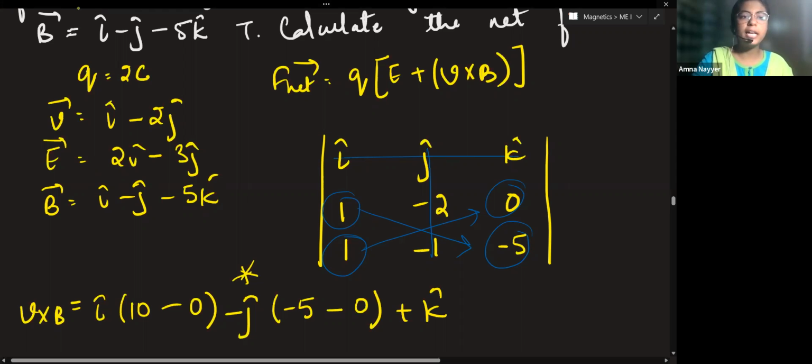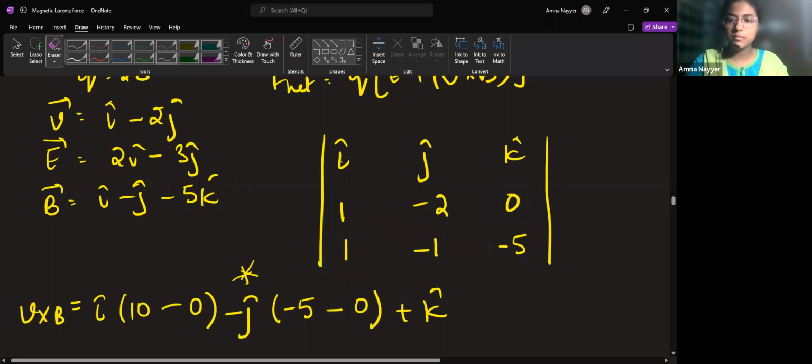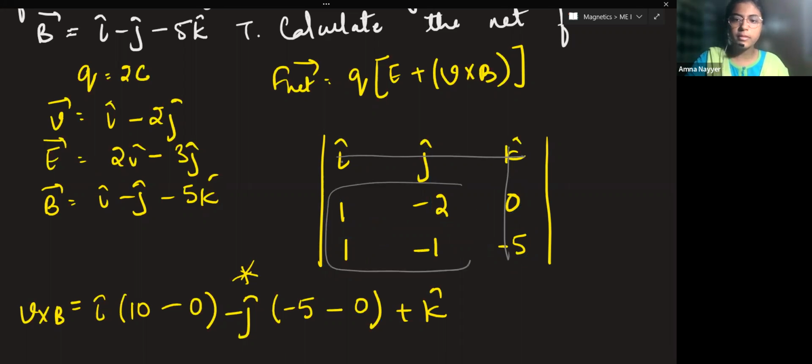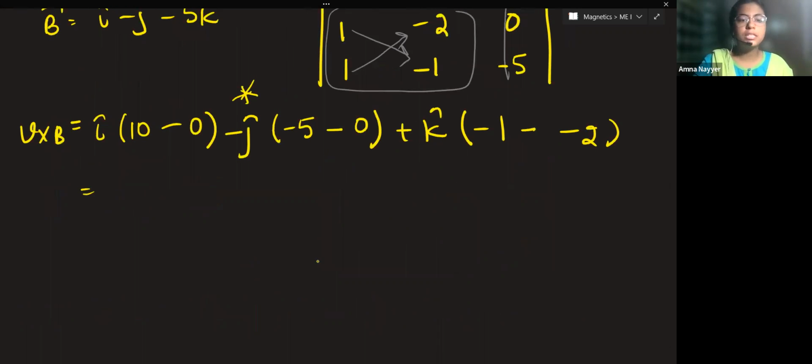Plus K cap. Now for K cap I have to ignore the row and column of K cap. Obliquely downwards minus obliquely upwards, you multiply it this way. So 1 into -1 gives you -1, then a negative sign, 1 into -2 gives you -2. Now I just have to solve this. So this is 10 I cap, minus of -5 J cap becomes +5 J cap, and this becomes -1 plus 2, that is 1, plus K cap.